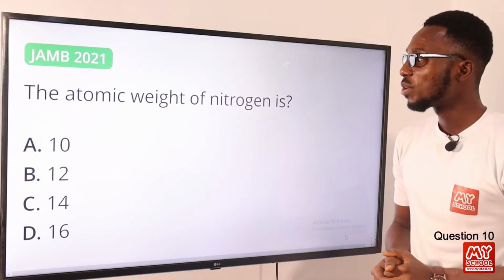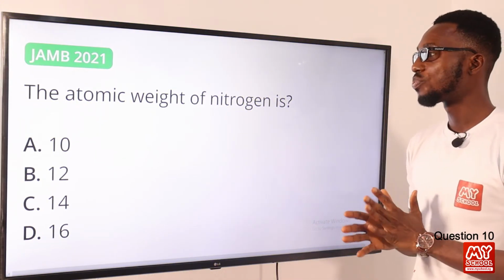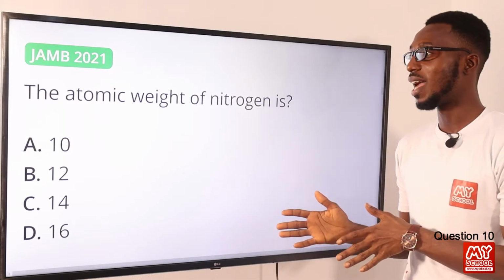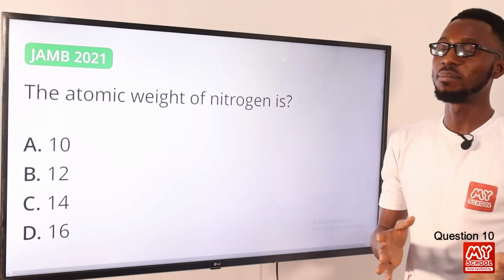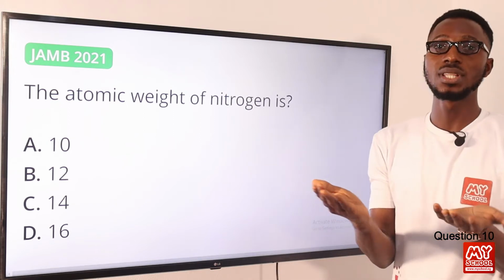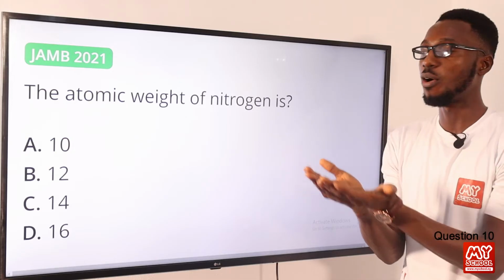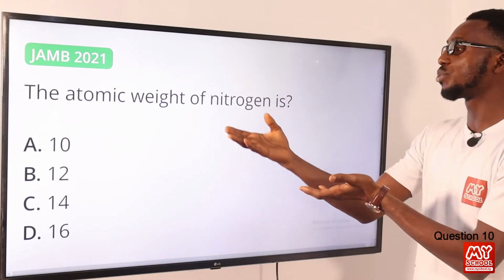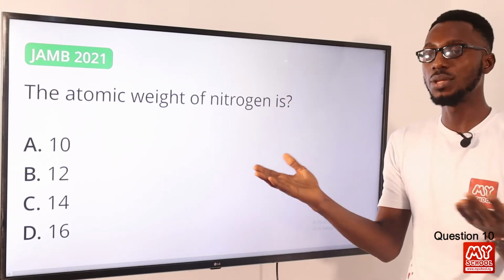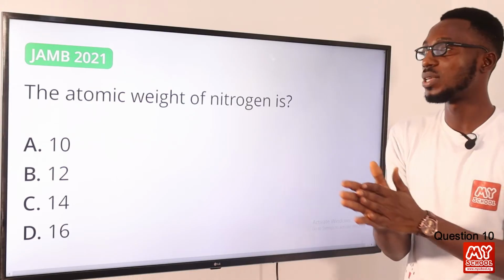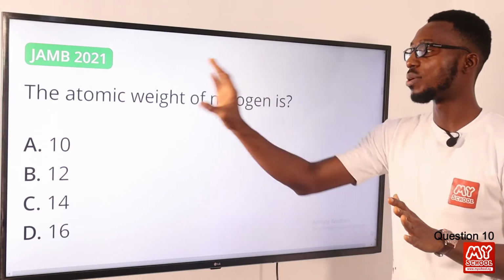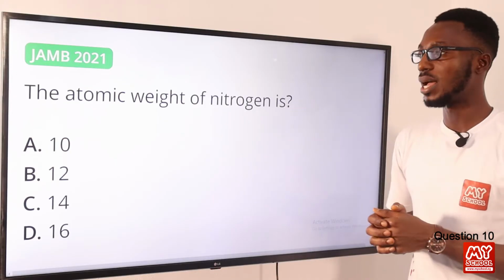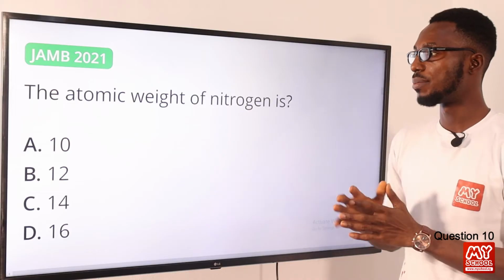Question 10. The atomic weight of nitrogen is what? When you talk about atomic weight, you can also use the term relative atomic mass, because you are getting the weighted average of atomic masses of the natural isotopes of that particular element. So when you pick up the different isotopes of nitrogen and find their average, that is what amounts to the relative atomic mass or atomic weight of nitrogen. The same thing applies to other elements as well. So let's go through this together.